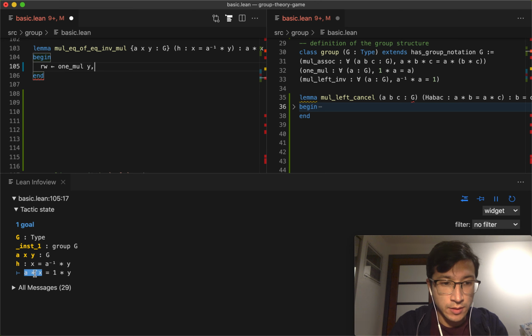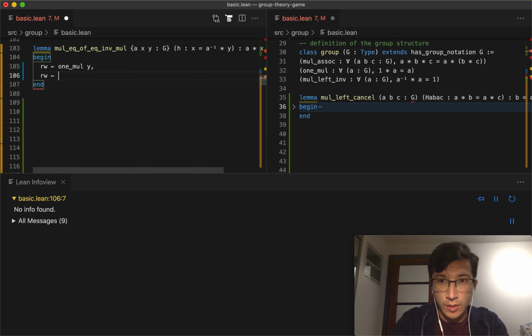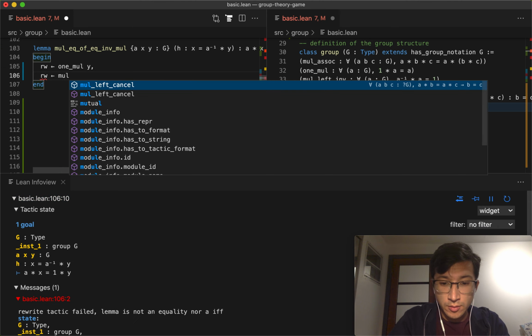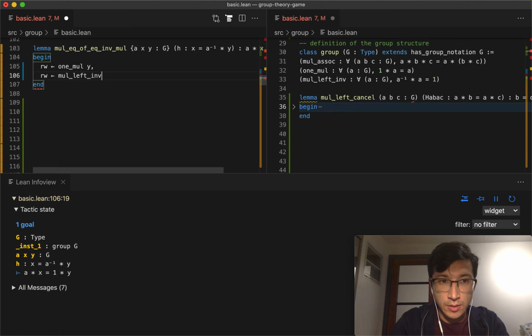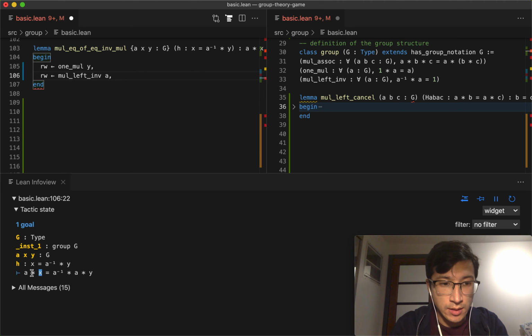So now we have a times x equals 1 times y. We could then use mul_left_inv, again in the left direction, to make the a appear. And what we see now is a times x equals a inverse times a times y. However, as we can see, we don't have this pattern showing up here.